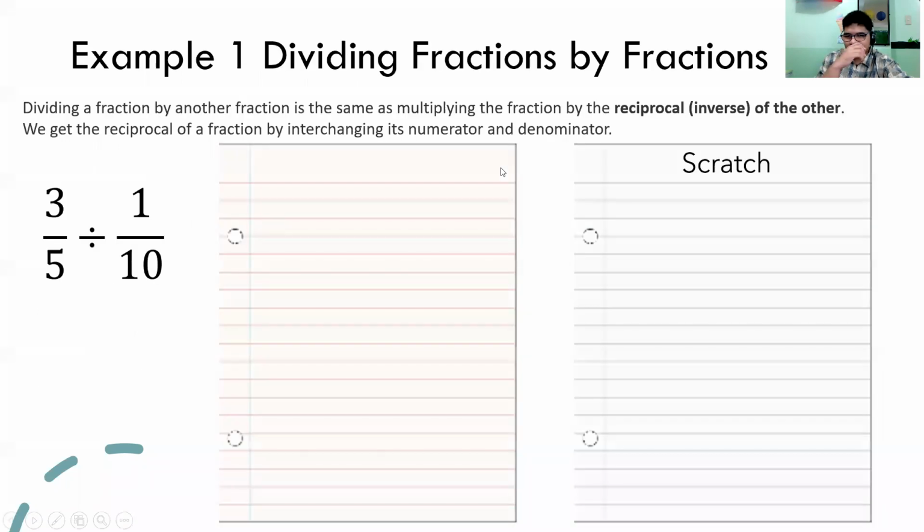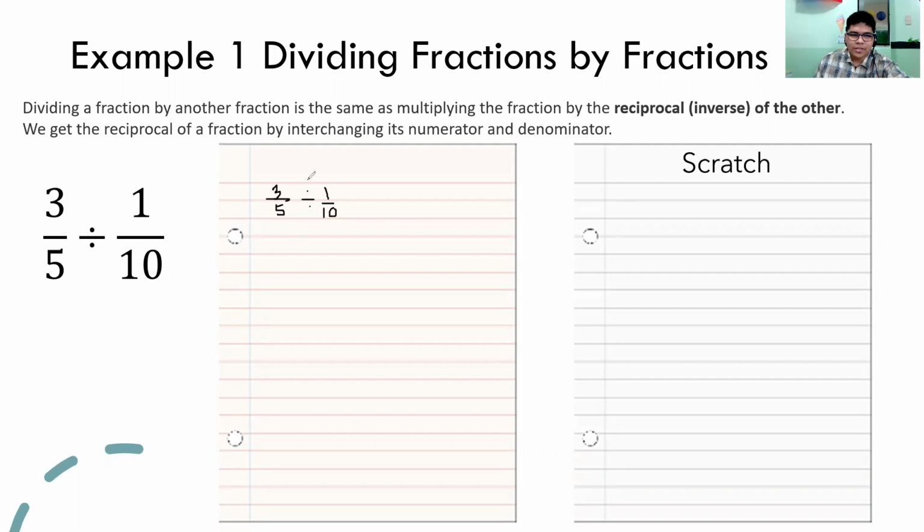Let's go and actually see how that works. Okay, we're gonna take that into our minds. Yung dividing a fraction by another fraction is the same as multiplying the fraction by the reciprocal or inverse of the other. So let's take 3/5 divided by 1/10. So that's 3/5 divided by 1/10. I hope you can see this small writing.